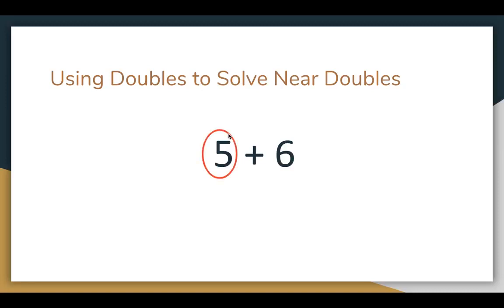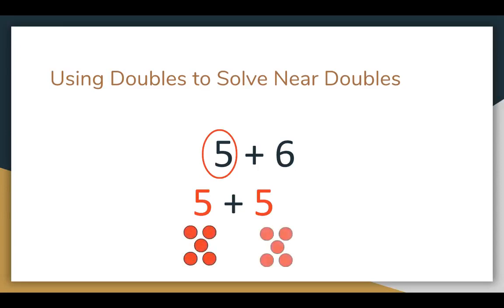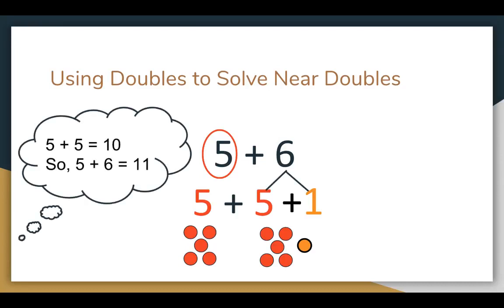So looking at my 5, my smaller number, I can use 5 plus 5. Well, I know that 5 plus 5 is 10. So if I'm doing one more, because in order to get to 6, I need to add one more to 5. So 5 plus 5 plus one more is 10. In my mind, I'm thinking that if 5 plus 5 is 10, I need one more to get to that 6. So 5 plus 6 equals 11.